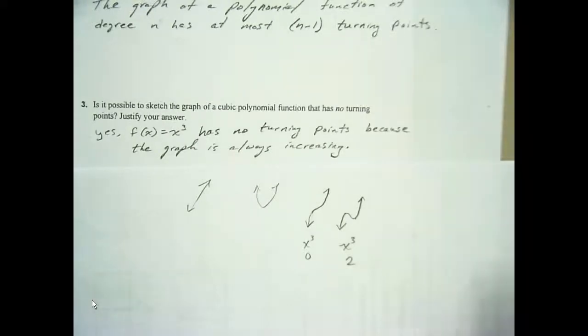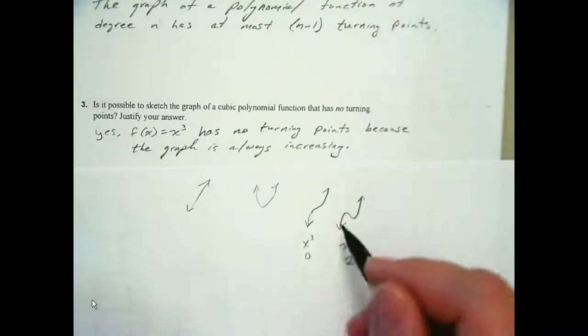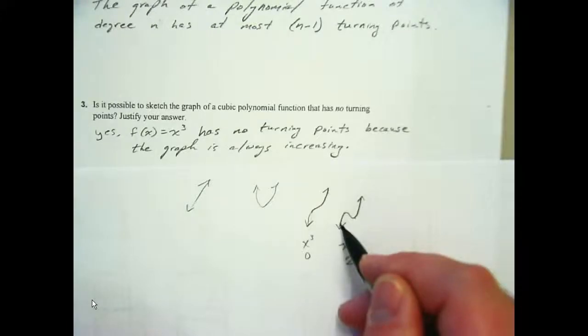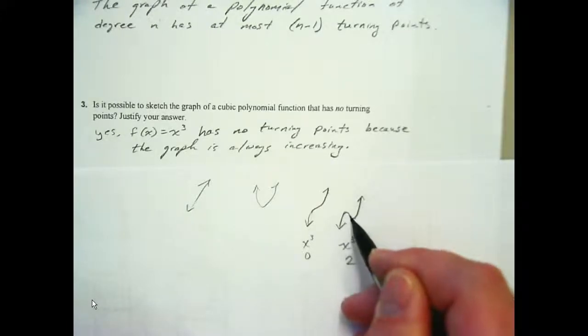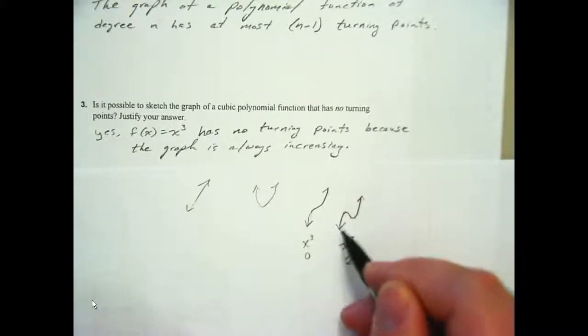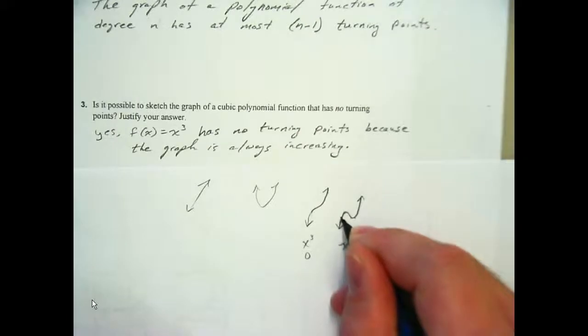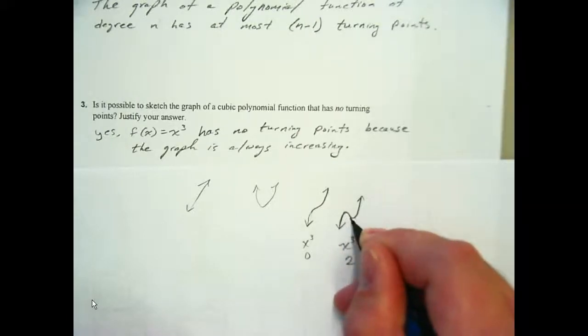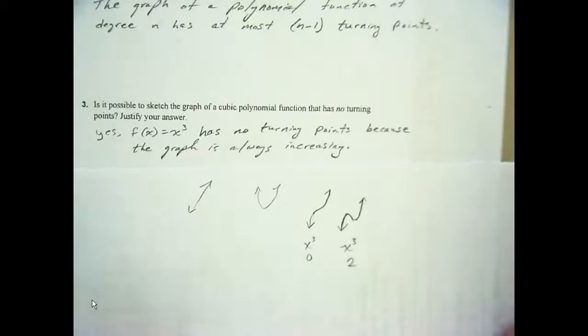Don't confuse turning points with the slide. Turning points means you switch from increasing to decreasing. Okay, that's a turning point. You switch, your y goes from going up to starting to go down. The function is, rather than increasing, it's falling. Okay, questions?